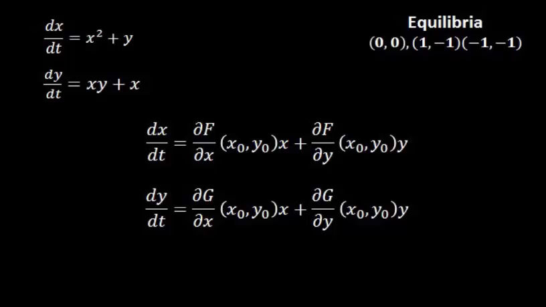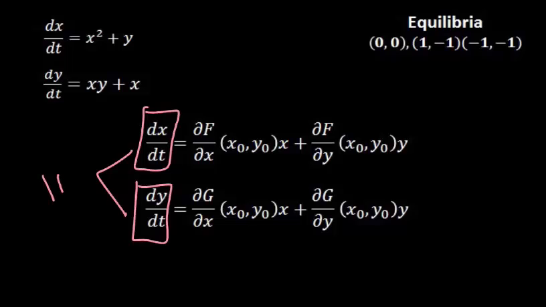And now we have our actual equation to linearize our nonlinear function. Our new dx/dt and our new dy/dt are laid out right here, and these belong to the linear set. Our new dx/dt is equal to the partial derivative of our f of x sub 0, y sub 0 function with respect to x times x, plus the partial derivative of that same function with respect to y times y. The same thing is done to find our dy/dt, except we use the g of x sub 0, y sub 0 function instead.